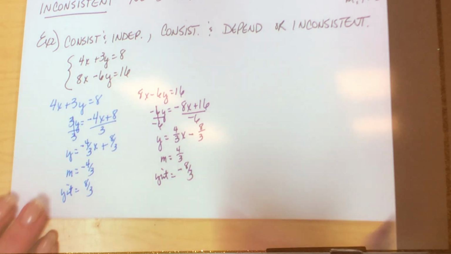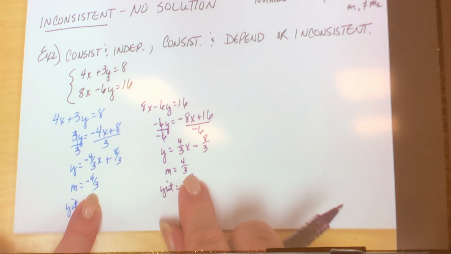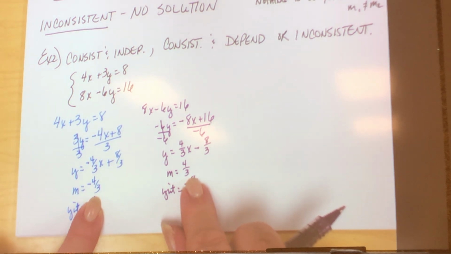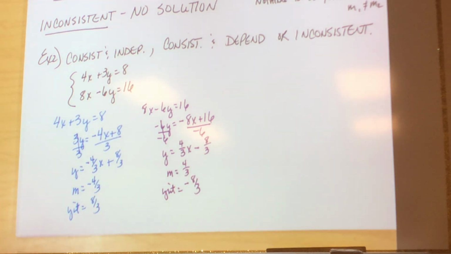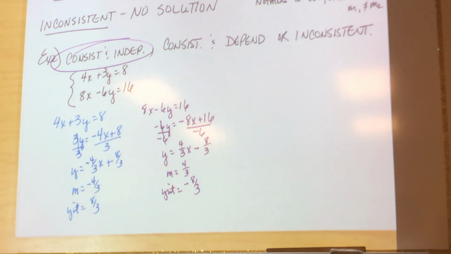Look at my slopes. Are they the same? No. They're not the same. Okay? I don't care that one's negative and one's positive and they're close to being the same. They're not the same. What's my answer? Consistent and independent. There you go. All right. Anybody got a question?